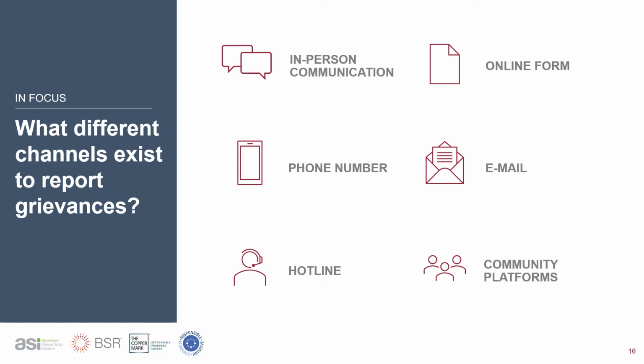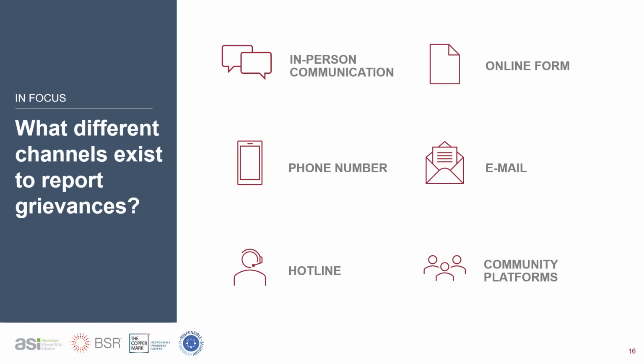Let's take a closer look at the different channels that can be used to report grievances. Some examples of company channels include in-person communication, for example, via line managers, career managers, staff in the human resources department, or community liaison officers, or at staff or community meetings.